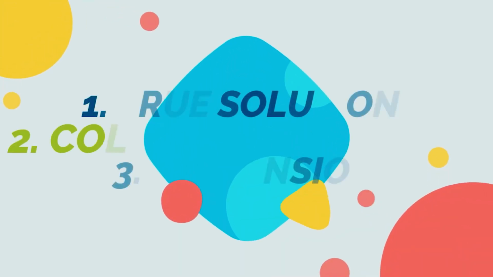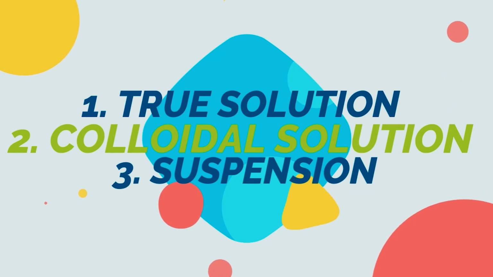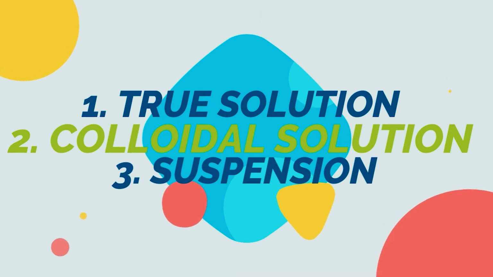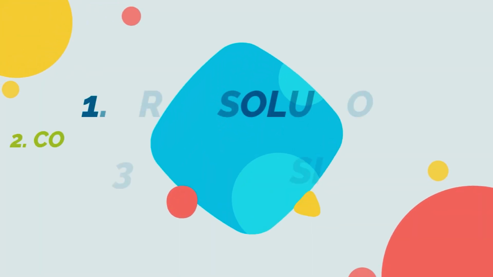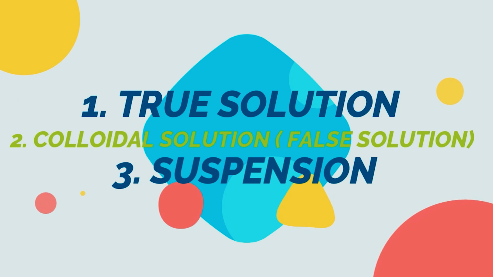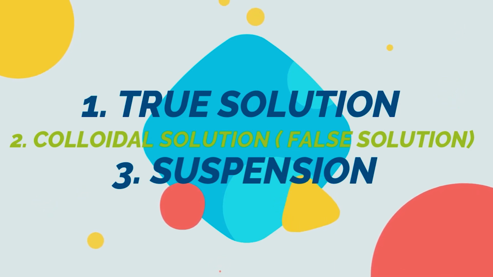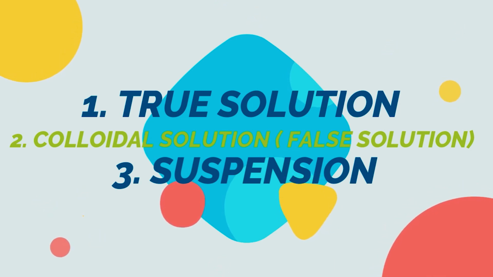Now, there are three major types of mixtures. What are they? Number one, you have solution. Number two, you have colloidal solution. And number three, you have suspension. I take it again. Number one, you have solution. Solution is also referred to as the true solution. The colloidal solution, which is the second one, is the false solution. Yeah, true and false. And then the final one is suspension. Okay, so with all those things listed, we'll start with the first one, which is solution.